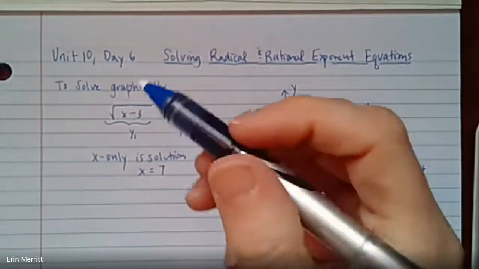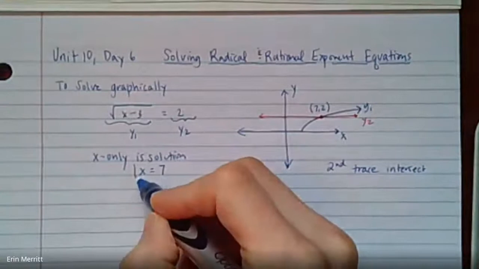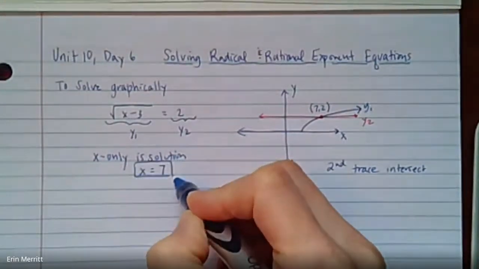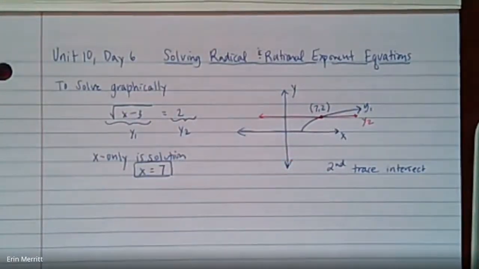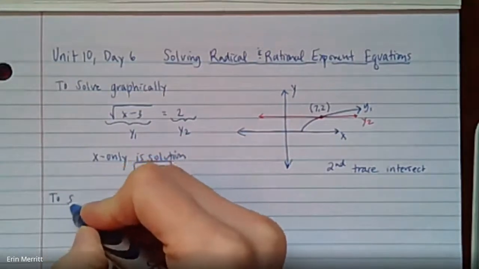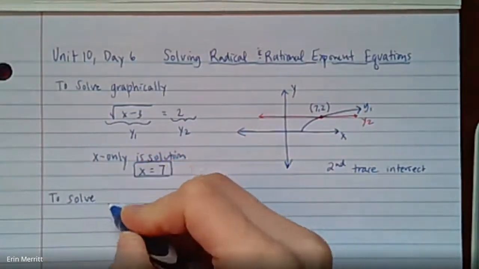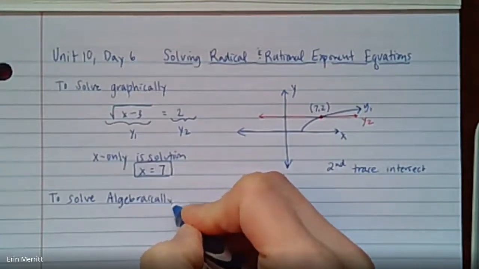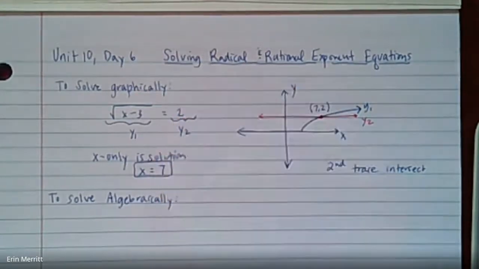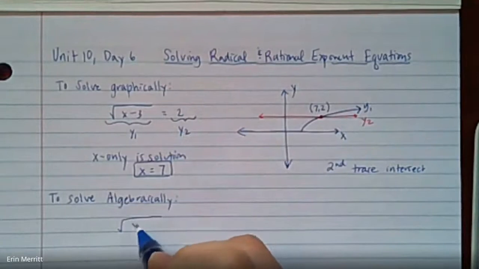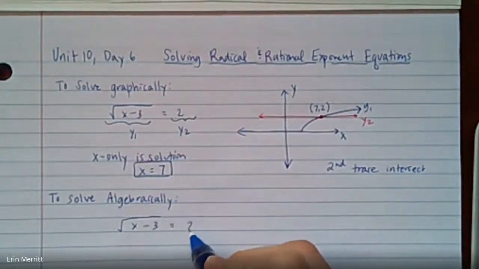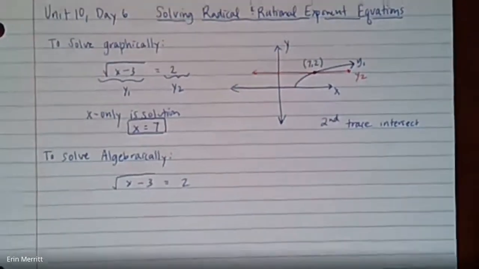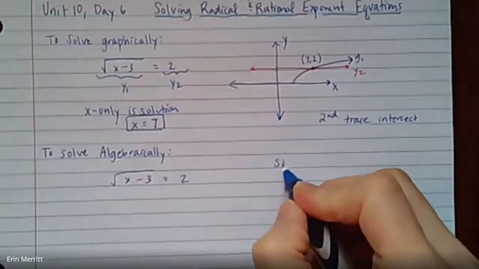Right, so x is just the solution, and x equals 7 would be the solution to this particular one. Now let's solve the same equation algebraically, which is going to be our focus today. Let's rewrite it first. Our first step would be to get rid of the radical. We don't want to deal with the radical here. So off to the side, I'm going to write our little steps.